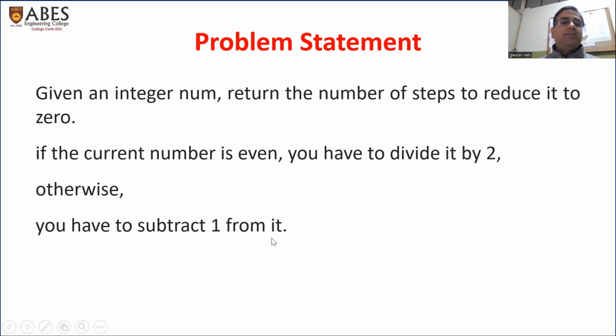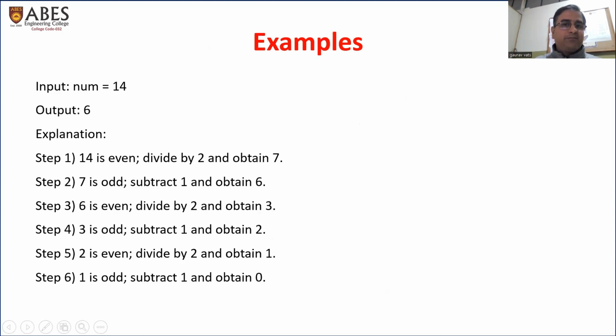Okay. So the problem is saying that you are given a number num. You have to return the number of steps to reduce it to 0. And the constraints are: if num is even, then you have to divide it by 2. And if it is not even, that means it is odd, then you have to subtract 1 from it. Okay, let me explain it with an example.